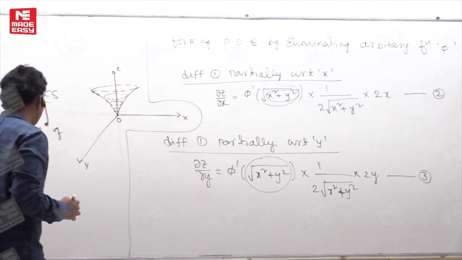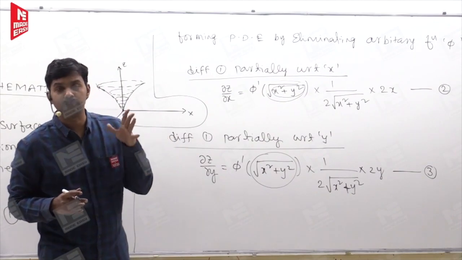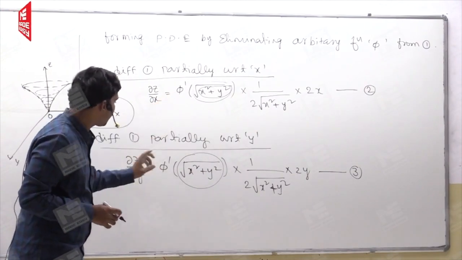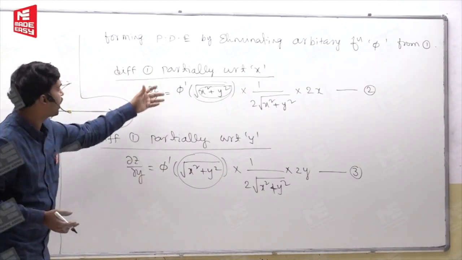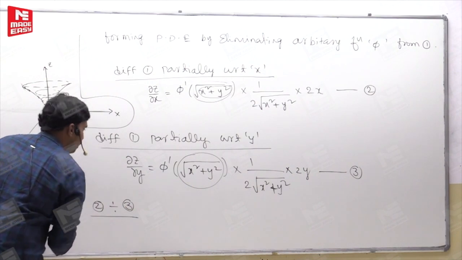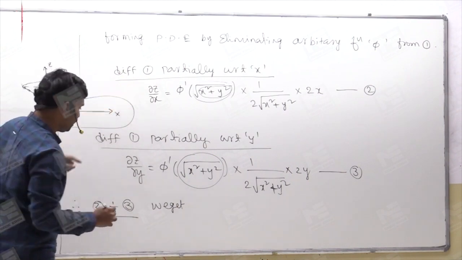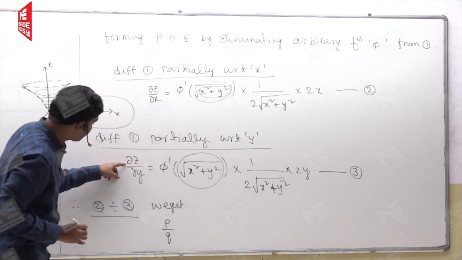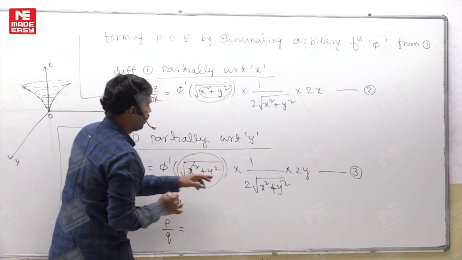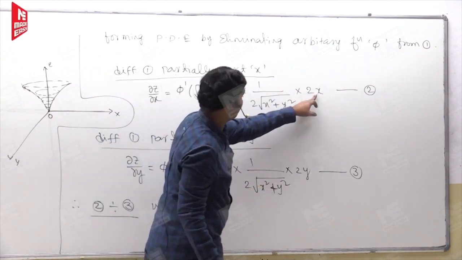So now from 1, 2, 3, how can we eliminate this arbitrary function phi? Let us see. In the second and third, as phi dash is there, if we divide these two, phi dash cancels. So I'll do 2 divided by 3. This is dou z by dou x, which is p, and this is dou z by dou y, that is q, equal to phi dash, and this phi dash cancels. The 2s cancel, the under root of x square plus y square cancels, and you get only x by y.